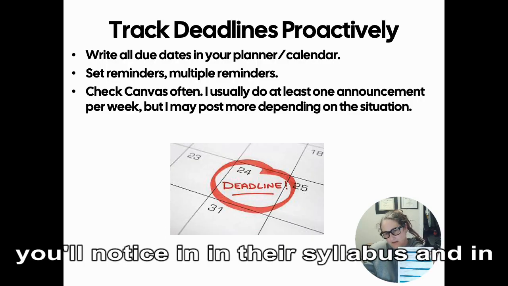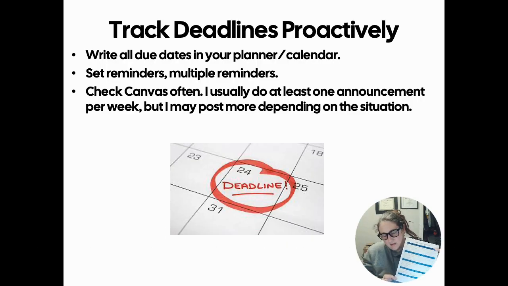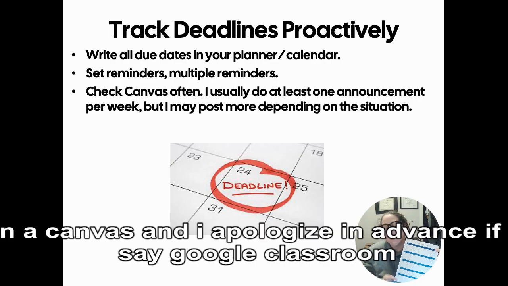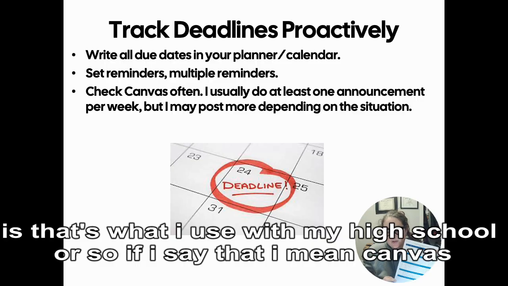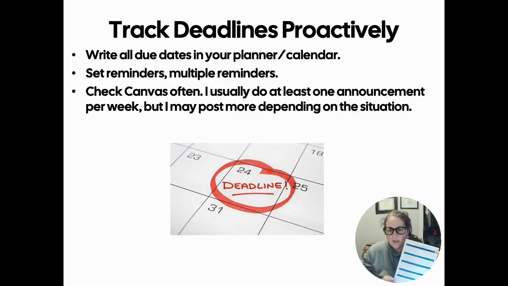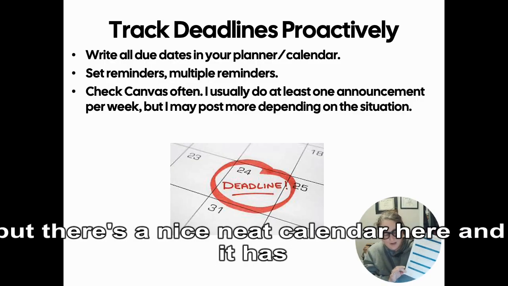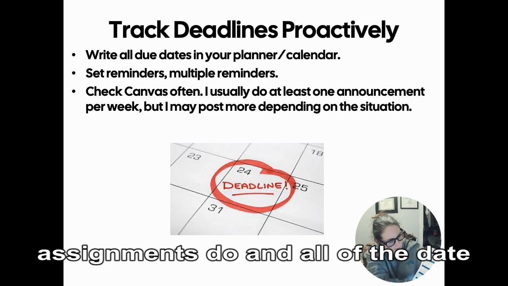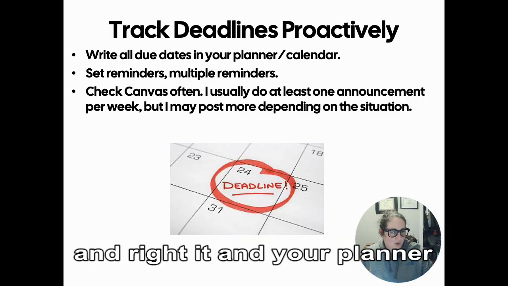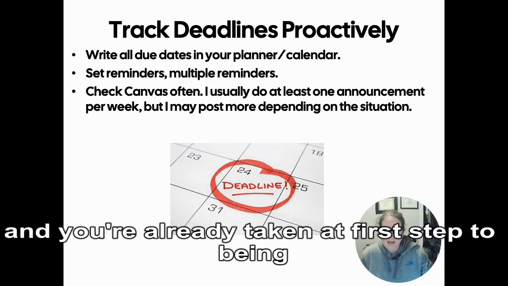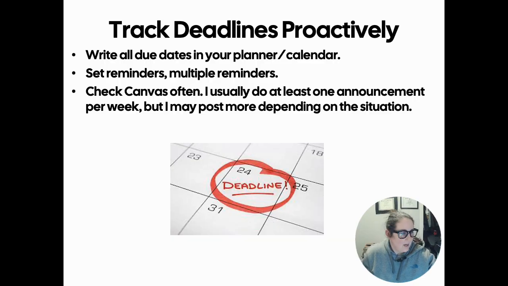You'll notice in the syllabus and in Canvas, and I apologize in advance if I say Google Classroom, because that's what I use with my high schoolers. So if I say that, I mean Canvas. But there's a nice, neat calendar here, and it has assignments due, and all of the dates are there. So you could go ahead and print this out or pull it up on your screen and write it in your planner, and you're already taking that first step to being proactively organized.